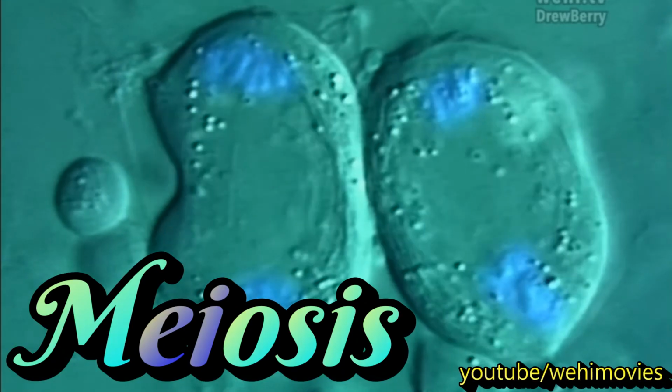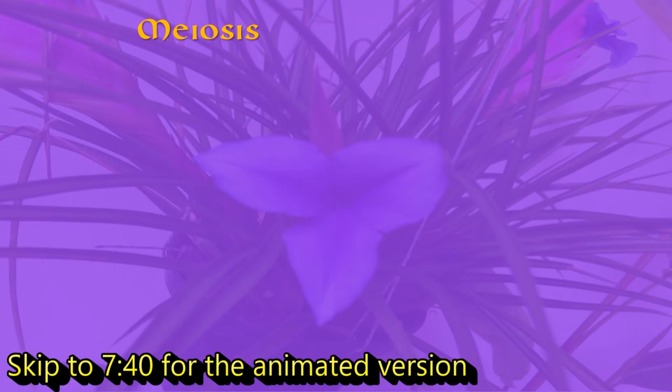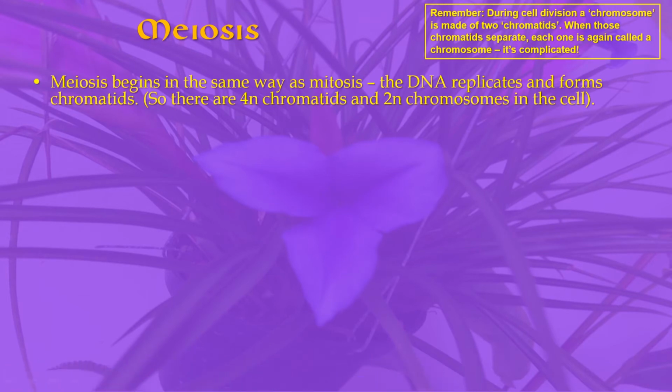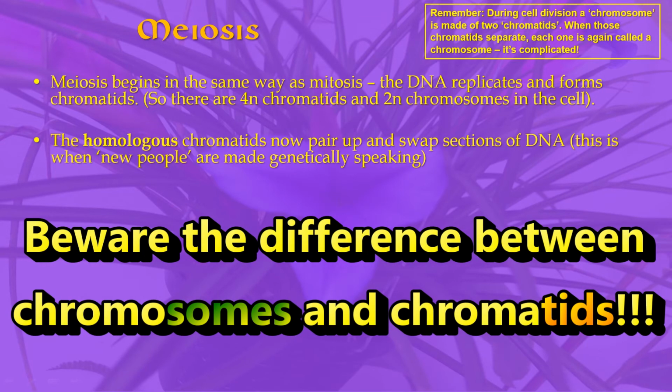We will now move on to meiosis, which is quite a lot more complicated. Meiosis begins in the same way as mitosis. DNA will replicate and that will make chromatids, a total of 4N chromatids in each cell, paired into 2N chromosomes. Now comes the difference.